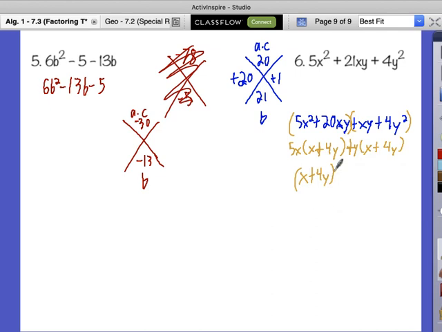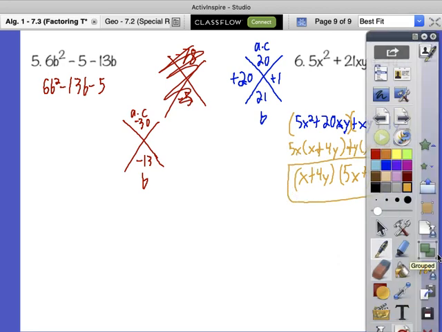X plus 4y is already the first parenthesis. It doesn't matter the order we do it. As long as you have the same two parentheses, that's what matters. Question on that one, guys?